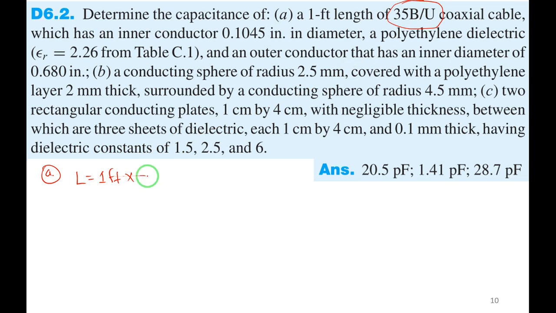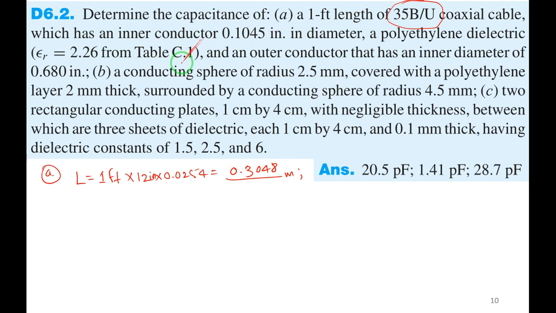1 foot is equal to 12 inches, and 1 inch is equal to 0.0254 meters. So we multiply 1 into 12 into 0.0254, and I am getting 0.3048 meters.